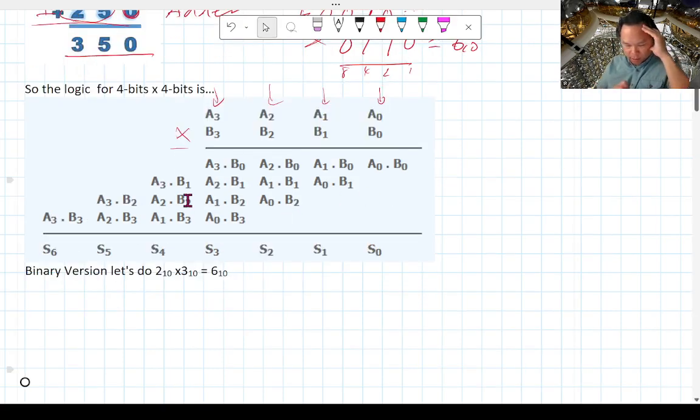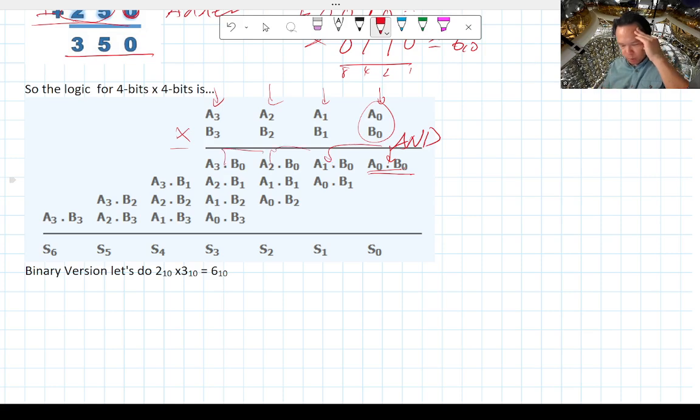Okay, and then the first row result is these two, right? Right, A0, B0, the AND. This dot represents an AND operation. Okay, all these are ANDs, so you're going to have a bunch of AND gates in your multiplier, which makes sense. Okay, and then what you do is you add these 4 rows of numbers together.